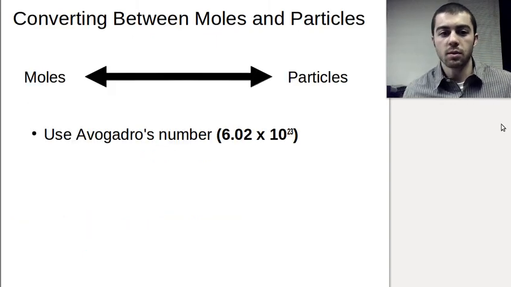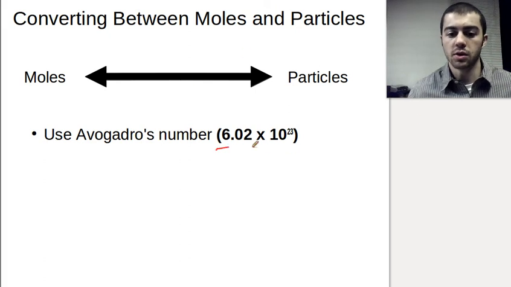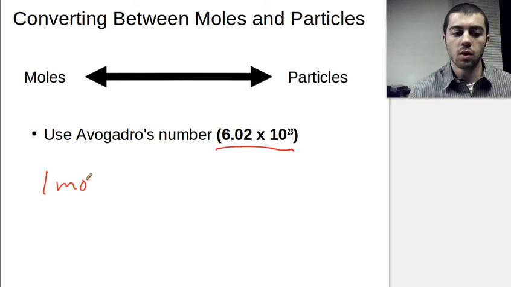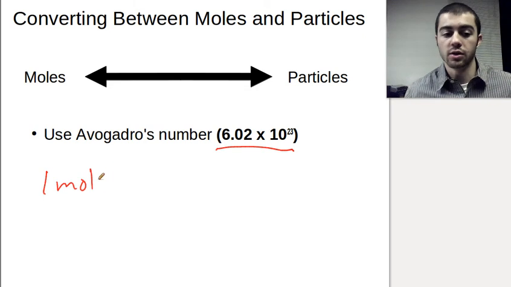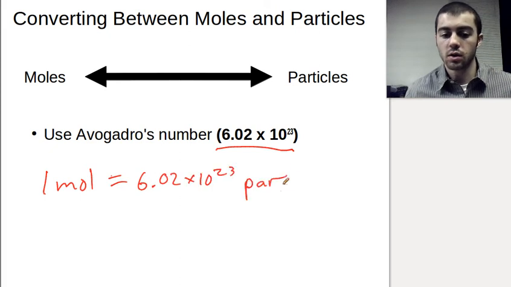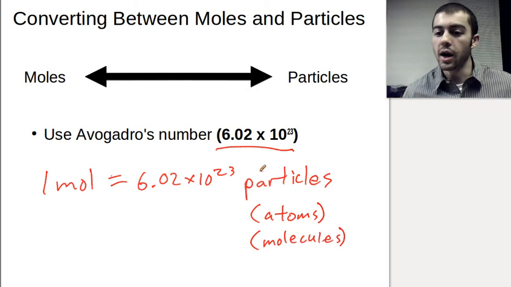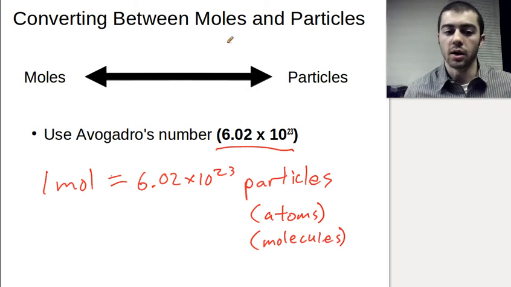So let's do a couple of conversions here. We're going to start by converting between moles and particles. To convert between moles and particles, we're going to use Avogadro's number, because 1 mole, MOL is the abbreviation for mole, just to clear that up, is 6.02 times 10 to the 23rd particles. And this could be atoms, it could be molecules, it could be ions, it could be really any particle that we might be talking about.